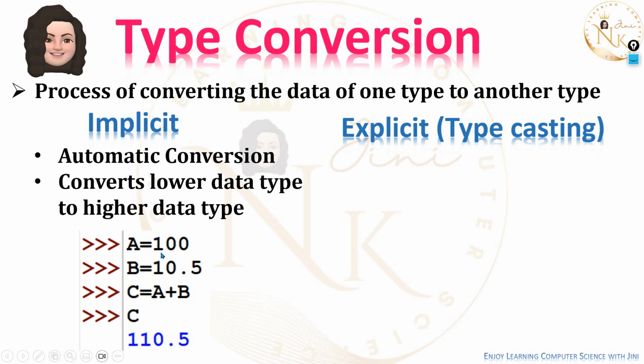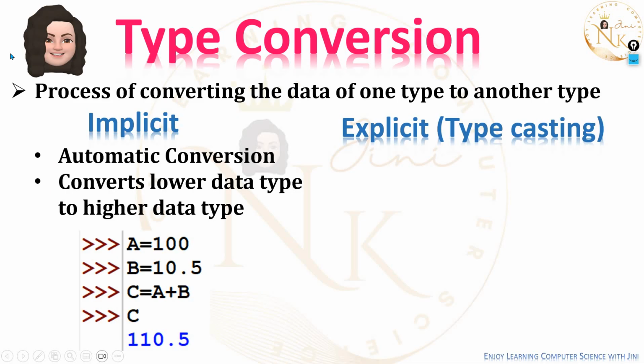You can see here a is equal to 100. What is the data type? Integer. b is 10.5. What is the data type? Float. So among integer and float, which is the highest data type? Float. Now c is equal to a plus b. So your output will be converted into higher data type, which is float. So this conversion is done implicitly, automatically. We are not doing any conversion manually. So this is implicit conversion.